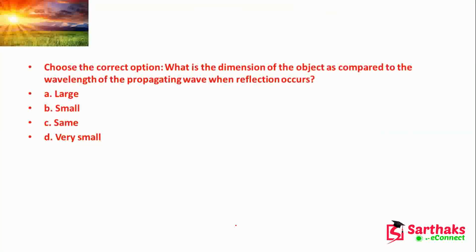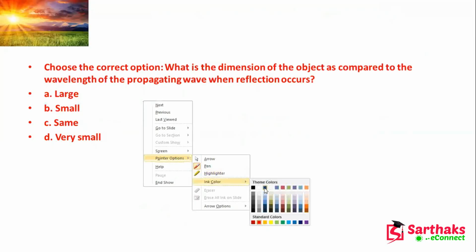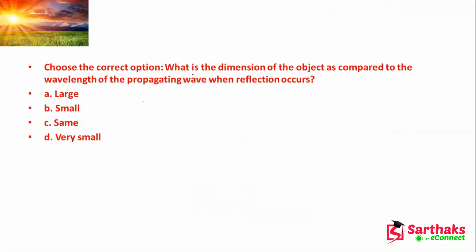Fine. Now here we have to choose the correct option. What is the dimension of the object as compared to the wavelength of the propagating wave when reflection occurs? So here option A is large.